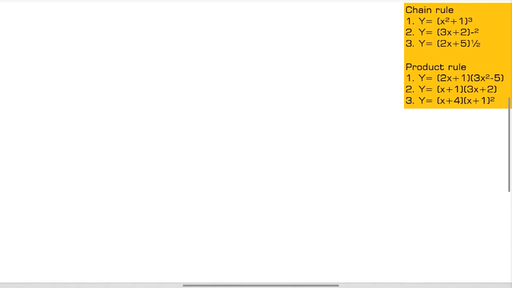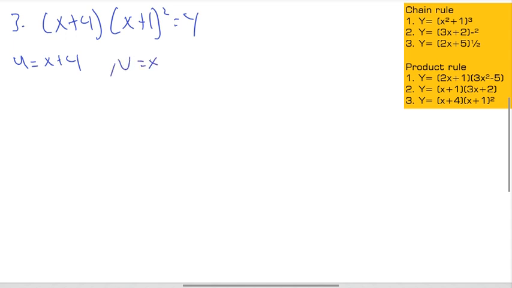So now for question 3, the last one, we have x plus 4 times x plus 1 squared is equal to y, right? So now we are going to say that u is equal to x plus 4 and v is equal to x plus 1 squared. Now, let's find the du/dx. This will just be 1, but now dv/dx. You can see that it is squared, so to solve this we have to use chain rule because of this power that is here, right?